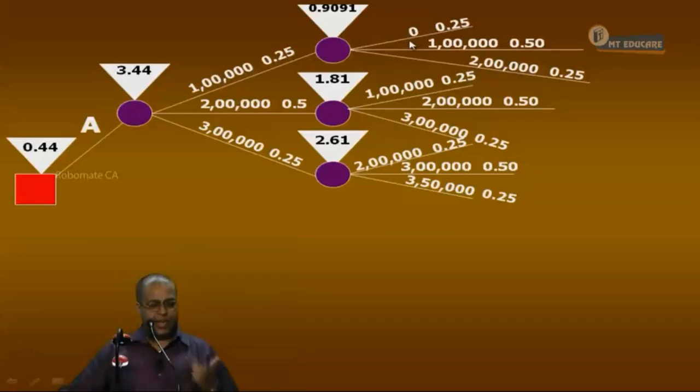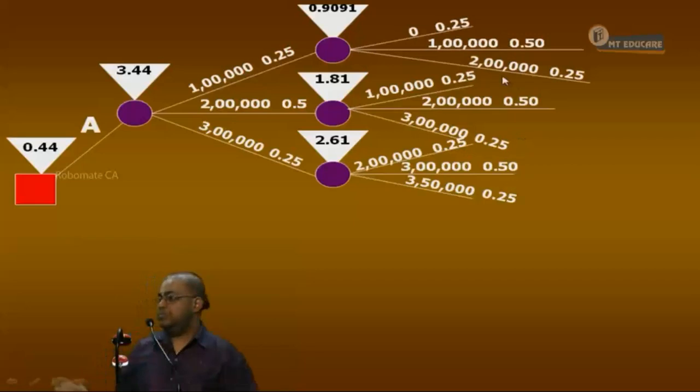Expected year 2 cash flow is equal to, do along with me, 0 into 0.25 plus 1 lakh into 0.5 plus 2 lakhs into 0.25 is equal to, tell me what is the expected year 2 cash flow? How much rupees? 1 lakh. Expected year 2 cash flow is equal to 1 lakh.